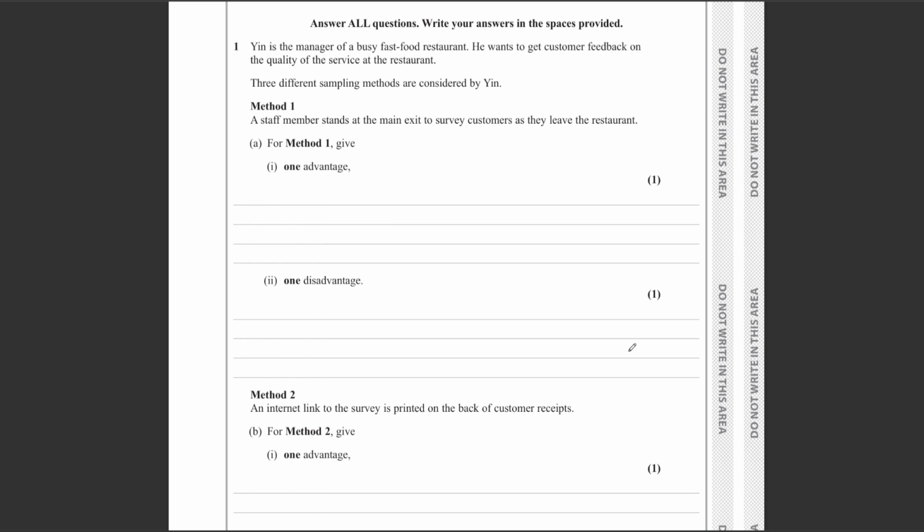In question 1a, we need to give one advantage of method 1, and that will be that the response rate is likely to be good, or the customers will be able to give feedback as soon as the meal is finished. One disadvantage to this method may be that it's expensive, as one staff is short that is on the floor, or that the people may not like to be bothered. Also, it only asks customers using the main exit.